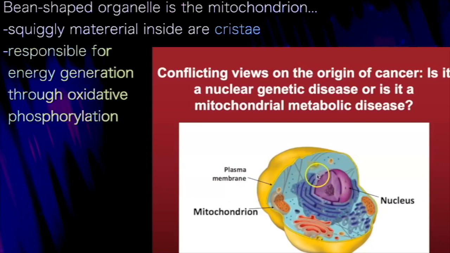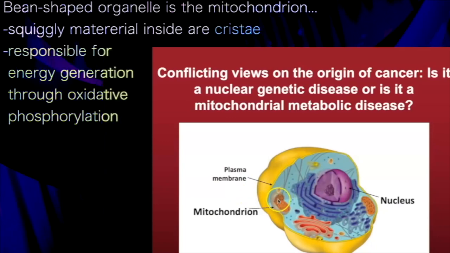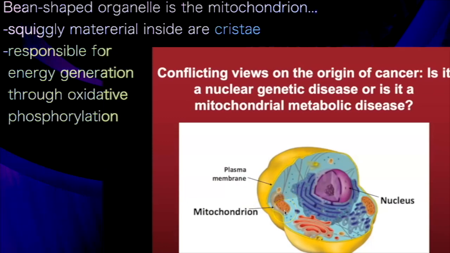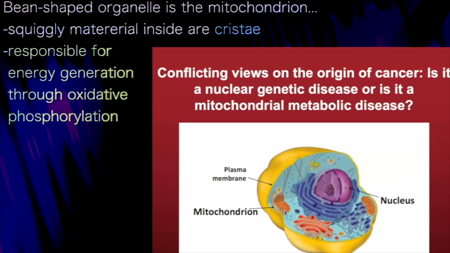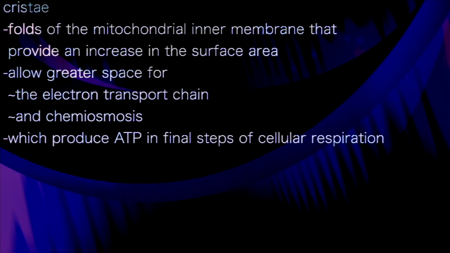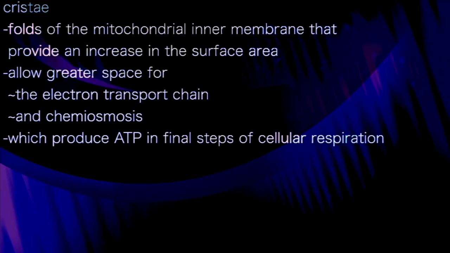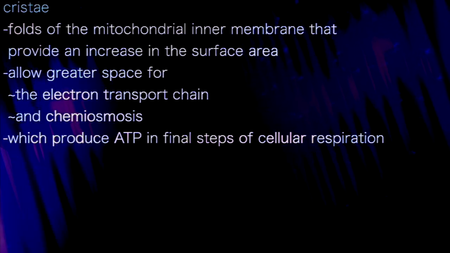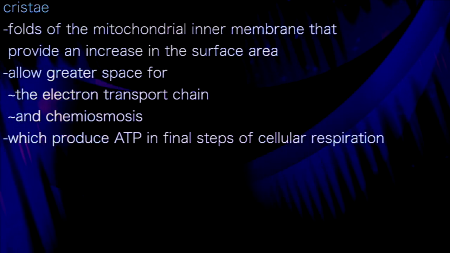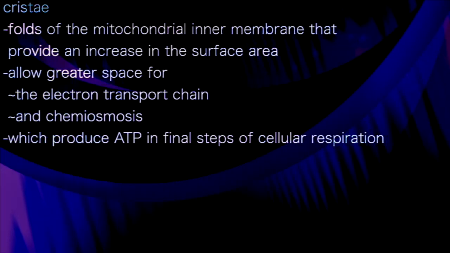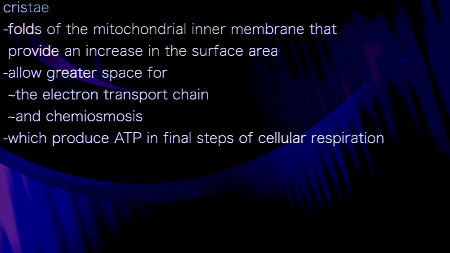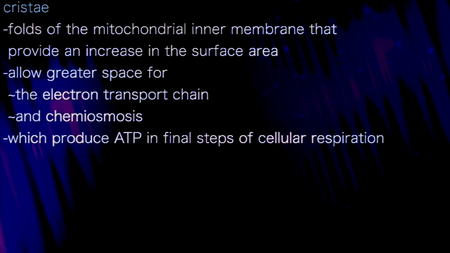And as you can see, these little bean-shaped organelles are the mitochondria, and the little squiggly material inside are cristae, and they are responsible for the generation of energy through oxidative phosphorylation. Cristae, folds of the mitochondrial inner membrane that provide an increase in the surface area. These allow greater space for the electron transport chain and chemiosmosis, which produce ATP in the final steps of cellular respiration.